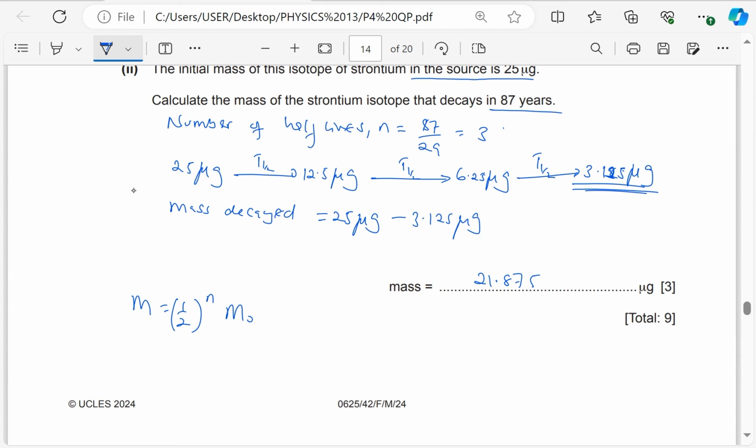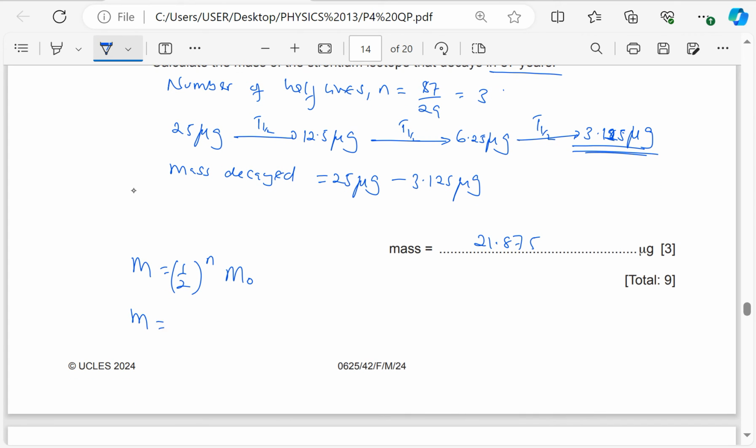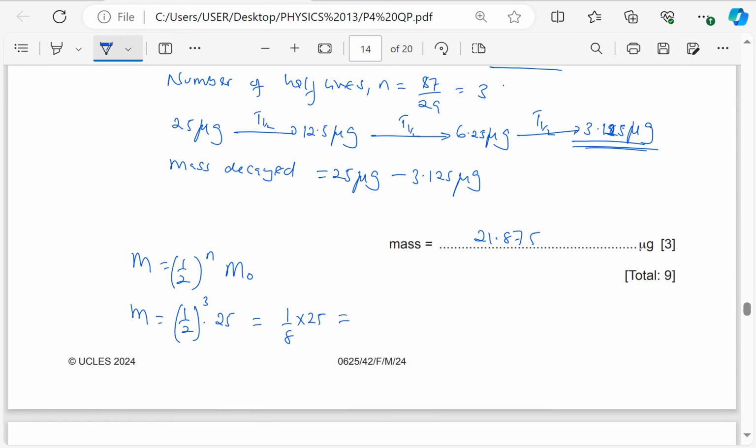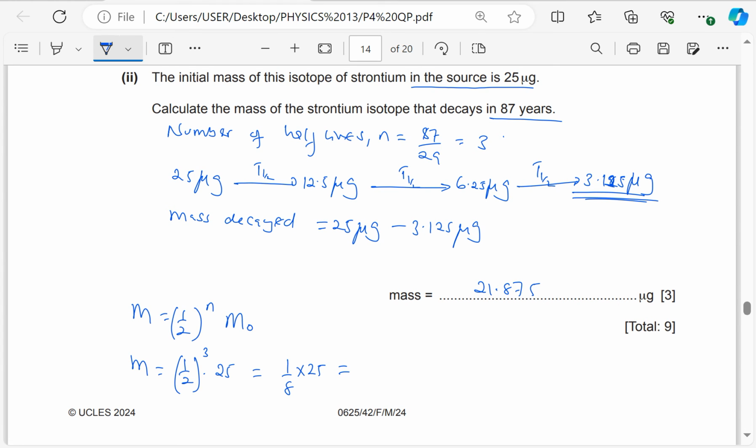M is mass present and m naught is the initial mass. So the mass present is going to be a half, n is half-life, then times m naught, which was 25. Of course, this gives you 1/8 times 25, which is the mass which is present. Calculate the mass of the strontium isotope that decays in that. So the mass which is present is going to be 3.125 micrograms.